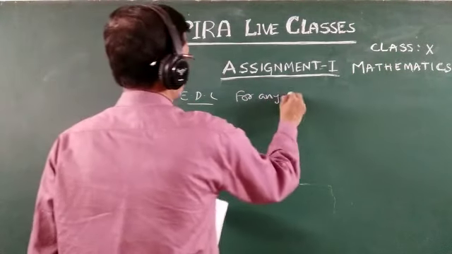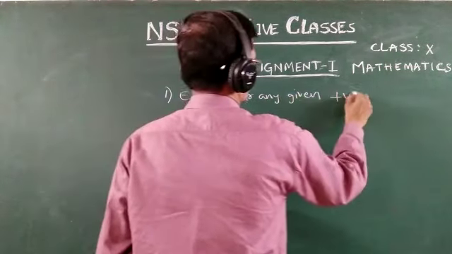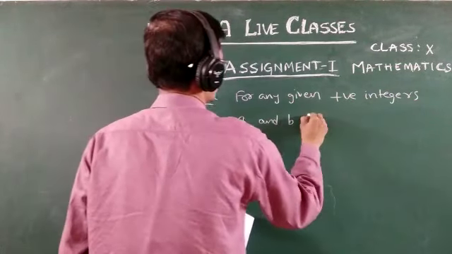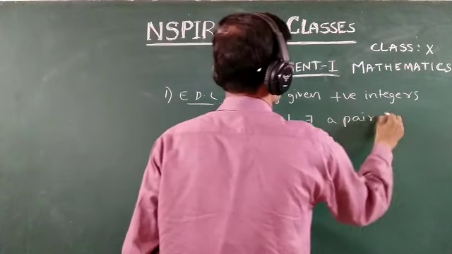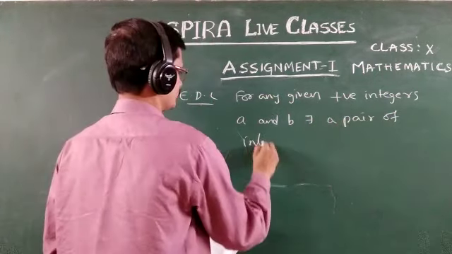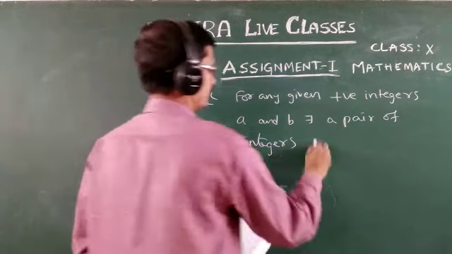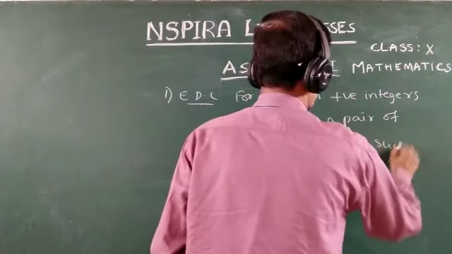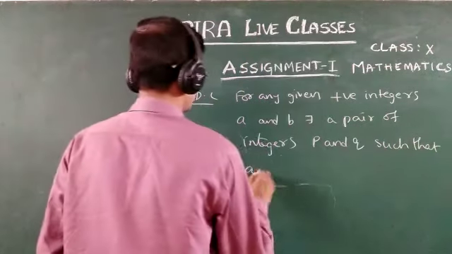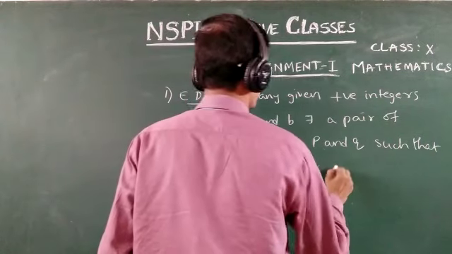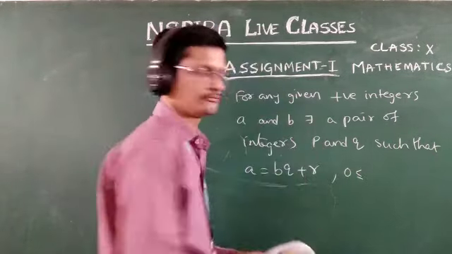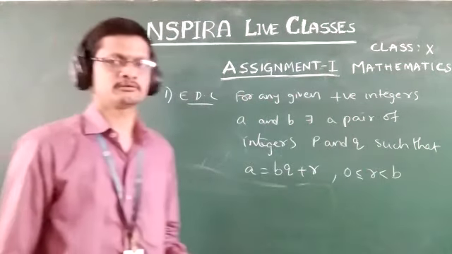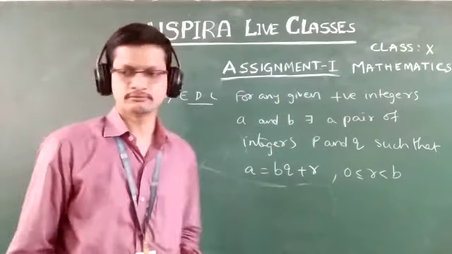For any given positive integers a and b, there exists a pair of integers q and r such that a is equal to bq plus r, where 0 is less than or equal to r, less than b.